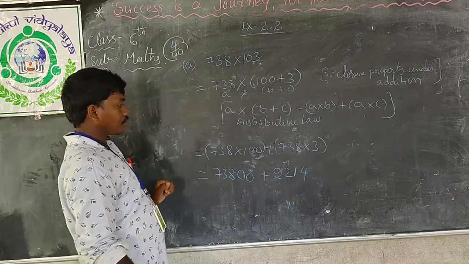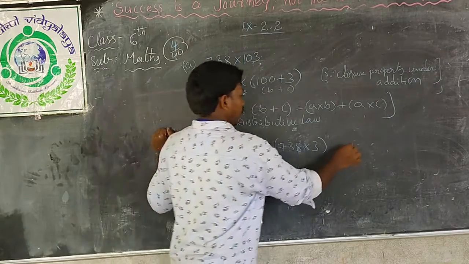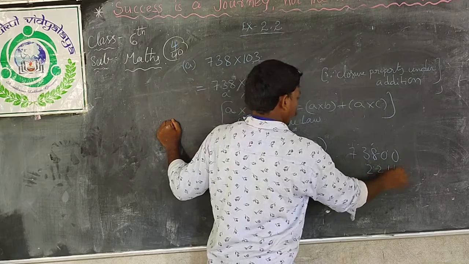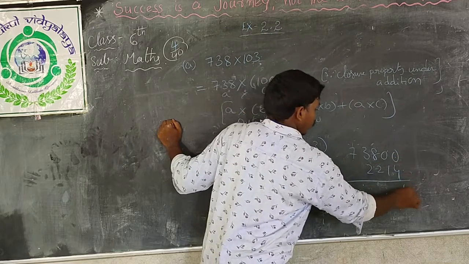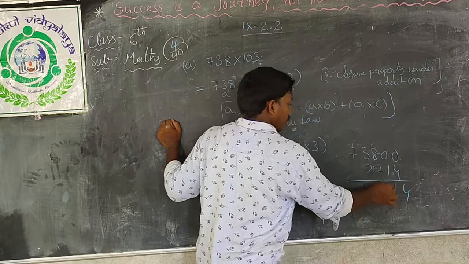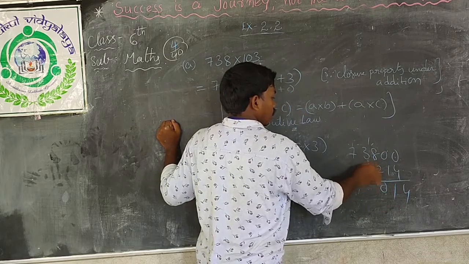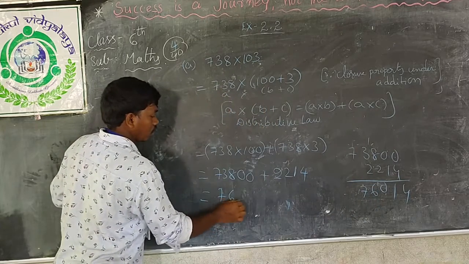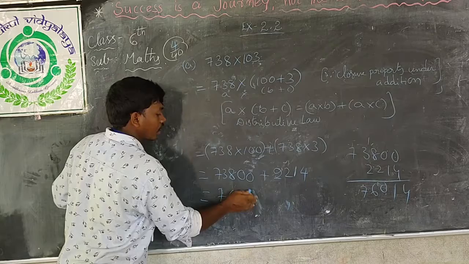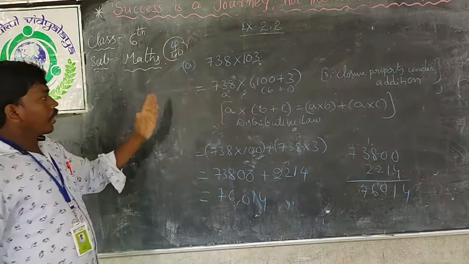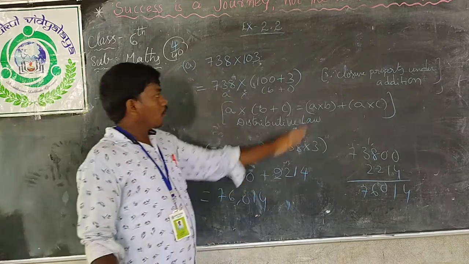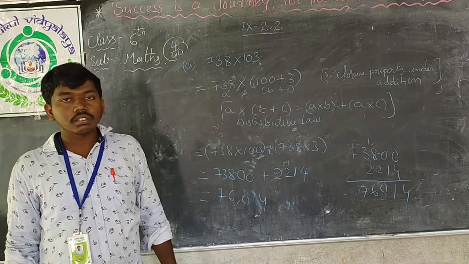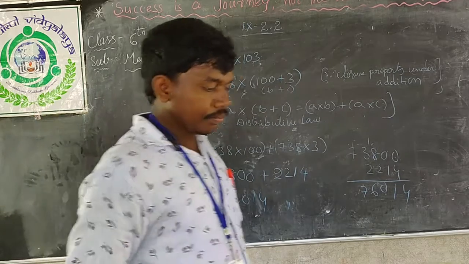Now add this one. How? 73800 plus 2214. 4 plus 0 is 4. 1 plus 0 is 1. 8 plus 2 is 10, write 0 carry 1. 3 plus 2 is 5, plus 1 is 6. 7. So 76,014. Okay. So here two rules we are using: closure property and distributive law. Okay, children.